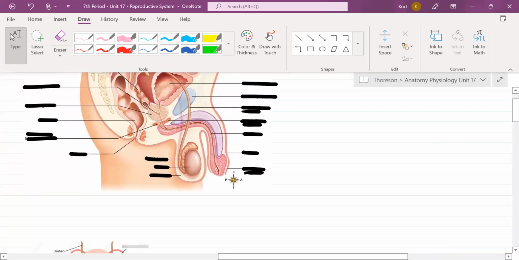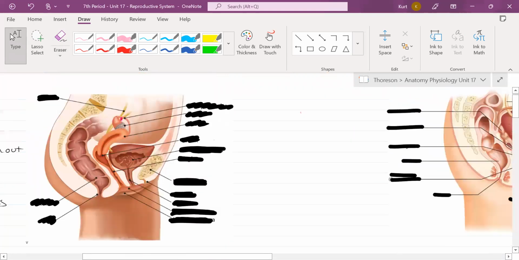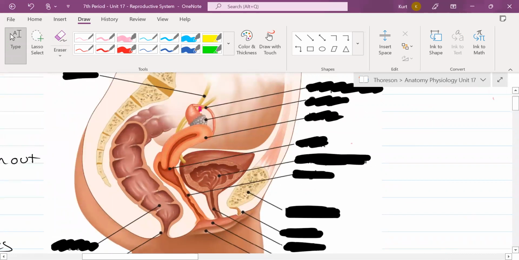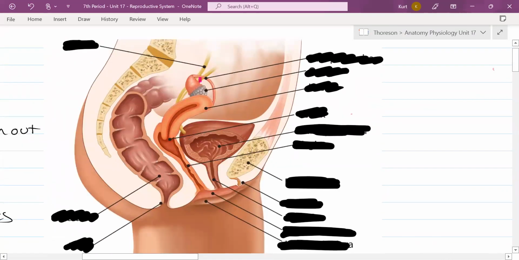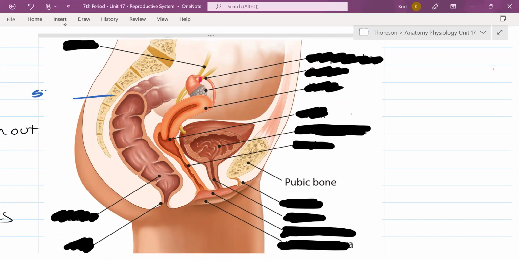Meiosis. Correct. Okay. Let's go back over the female. Let's identify. Can you tell me what organ systems are in this picture that are not reproductive organs? Can you tell me one, Sloan? Okay, correct. We have skeletal. The one that's labeled on this diagram is the pubic bone. And I can also tell you that the spine is on here.